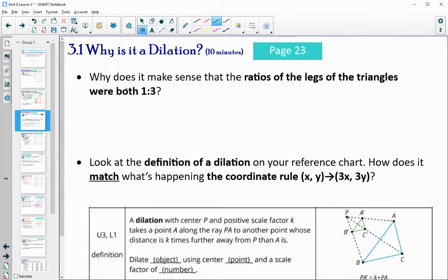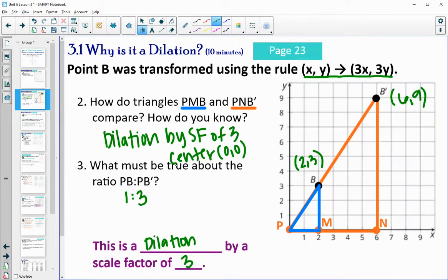So why does it make sense that the ratios of the legs of the triangle were both 1:3? Okay, which we didn't really look at both. But if we did, so this kind of shorter segment here is 2 units, and then this longer one is 6. This blue one is 3. Okay, this one is 9. So would those ratios be the same, and why?